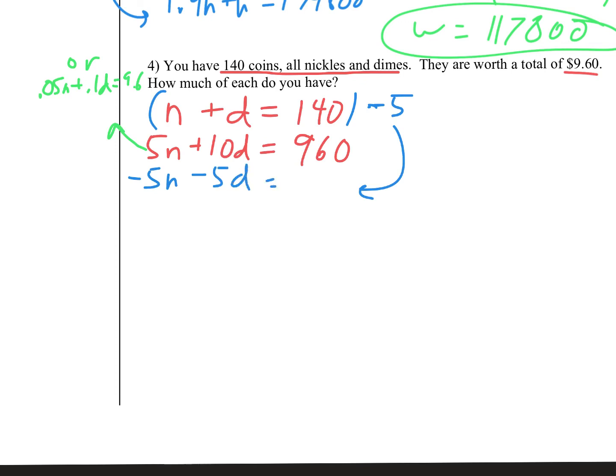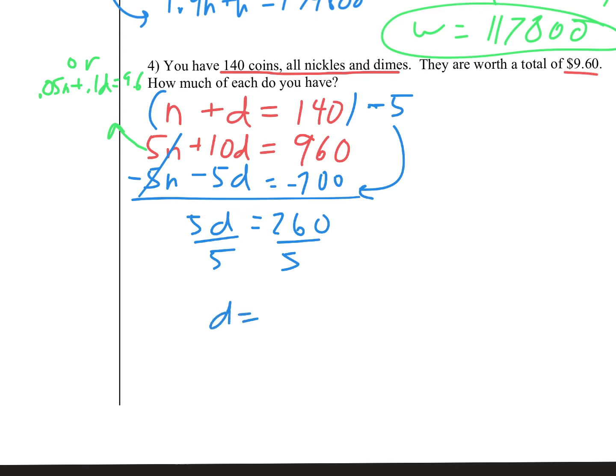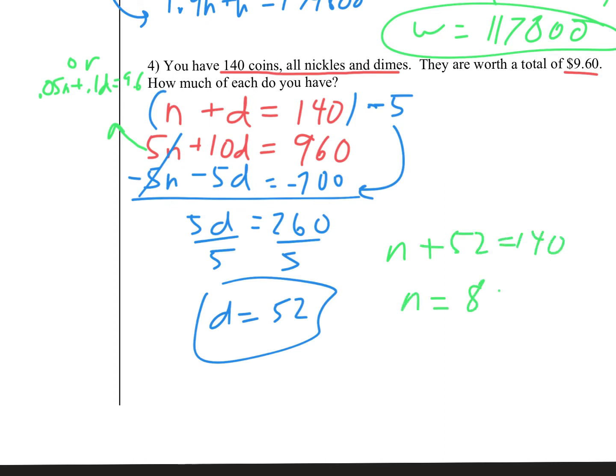Okay, and so don't forget to multiply 140 by -5, so that'll be -700. Now we add these down, the n's eliminate, we get 5d equals 260, and then divide that by 5, so d equals 52. It did also ask how much I have of each, so I need to plug that back in. I'll go ahead and plug it into the top equation there, so n plus 52 equals 140. We subtract the 52 over, and n equals 88.